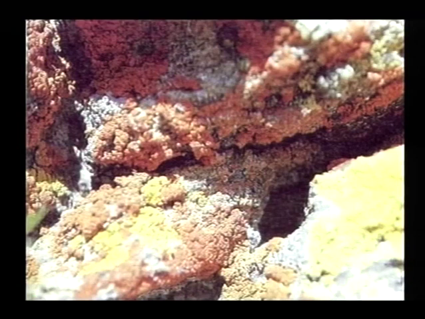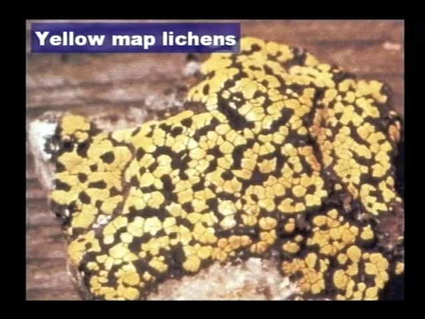This is a crustose lichen. As you can see, it forms a hard, flat, colorful crust of growth over rocks and stones. This is a yellow map lichen. It ranks amongst the oldest living things. Scientists believe some of them are thousands of years old.